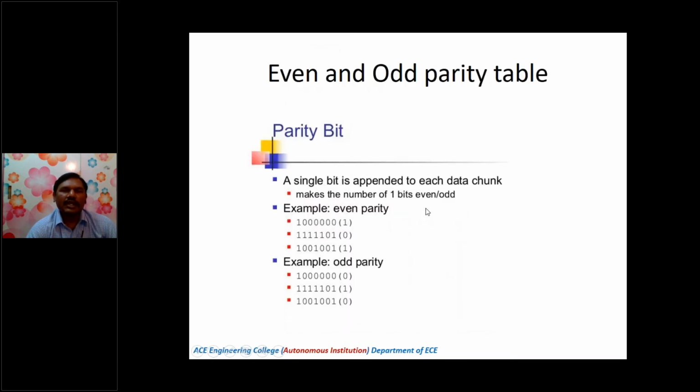So this is the even and odd parity table. What is meant by even parity? The number of ones must be even. In this example, we have only a single one, so add one, then it becomes two ones. It's called even parity. In the next example, we have 1, 2, 3, 4, 5, 6 ones, so the parity bit will become 0. Like that, even parity and odd parity are defined.